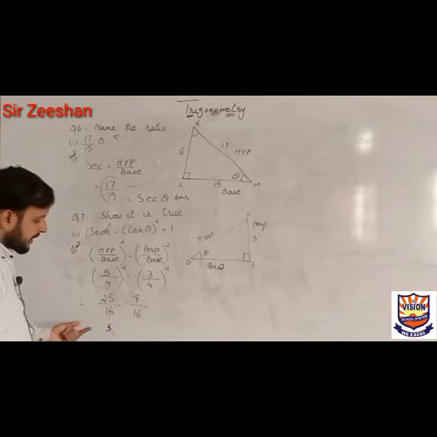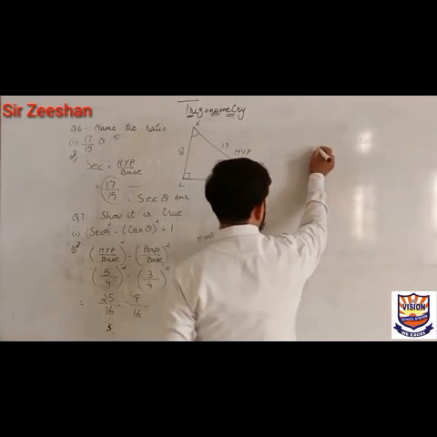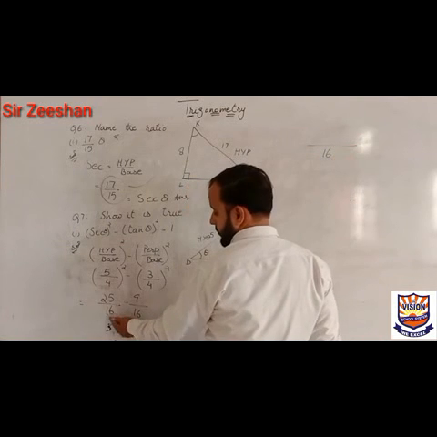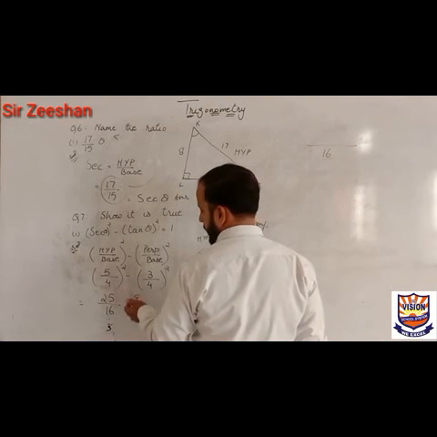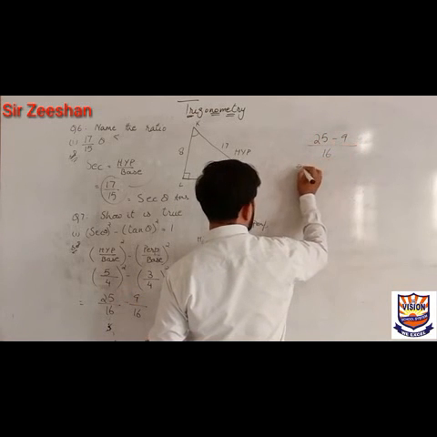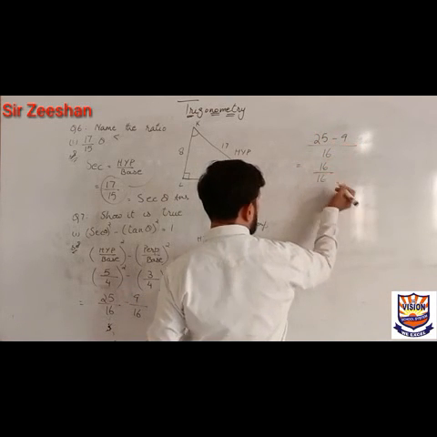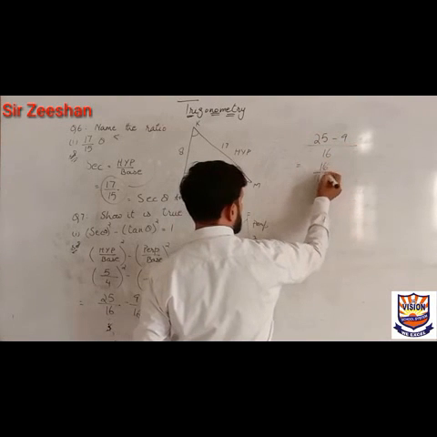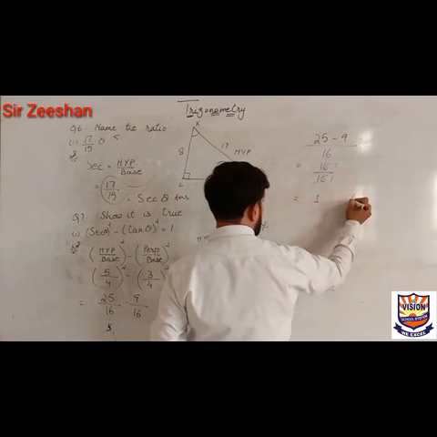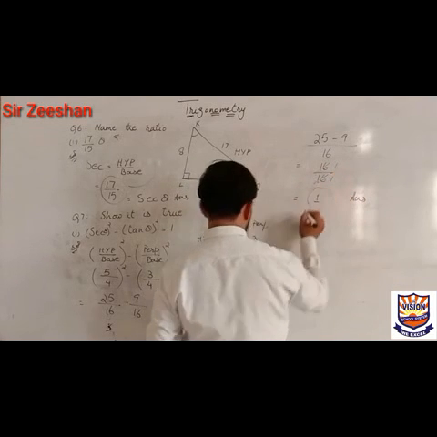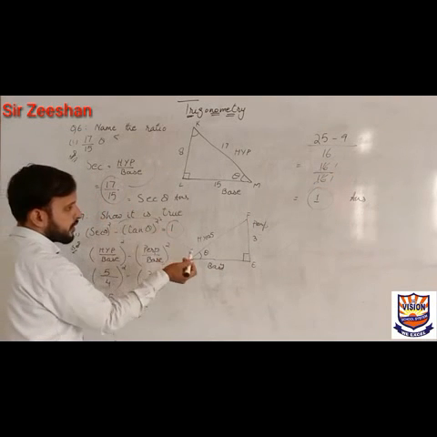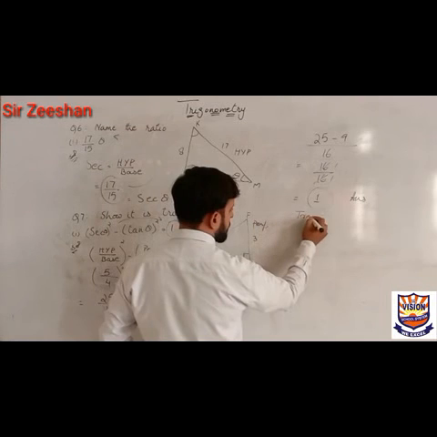So after taking their LCM, what will be their LCM? That is 16, as the denominators are the same. So 16 will be the LCM, and we'll write the same values above. 25 minus 9 is equal to 16 upon 16, and we can cancel them with each other, and it is equal to 1. This is your answer, because it was asking whether this statement is true or not. So this is true.